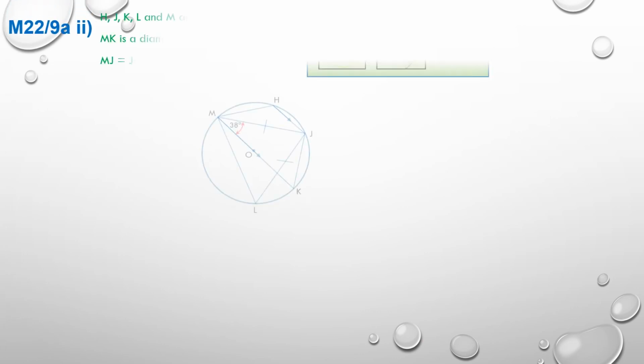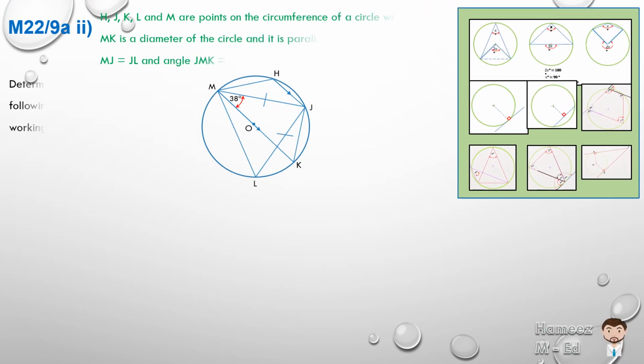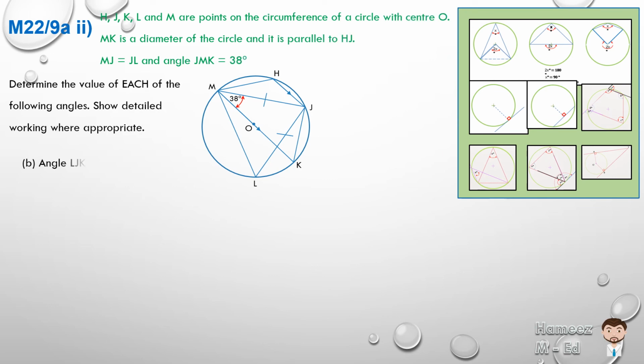May 2022, number 9A, part 2. Determine the value of angle LJK. Now, if we look at angle LJK, it's outside of the triangle, but we know a couple things dealing with that triangle that might help us. So let's extract the triangle.